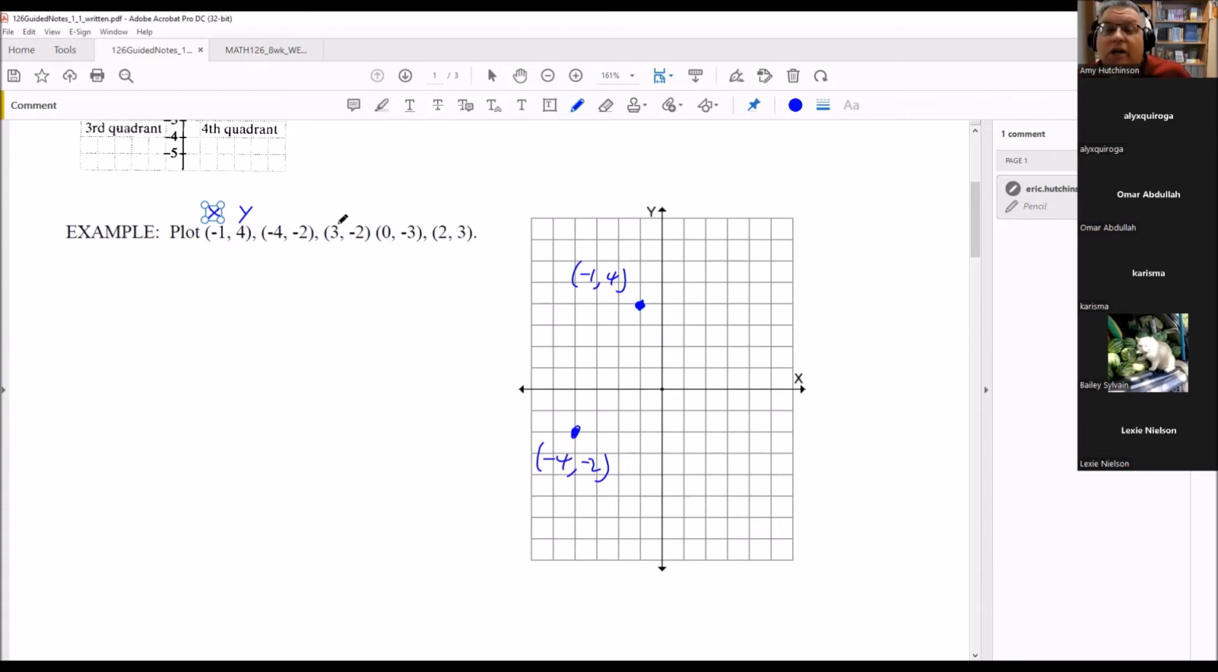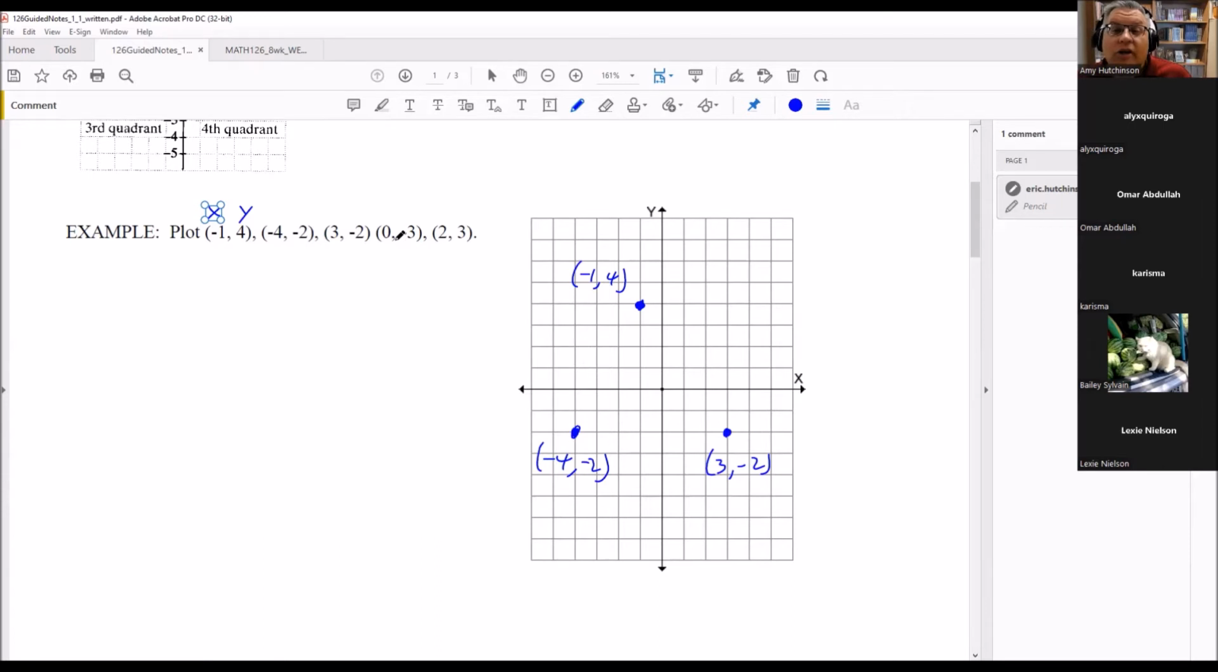Next one, 3, -2. Okay, so from here, just because 3 is positive, we have to go to the right this time. So we're going to go 3 places to the right and then down 2 units to here. Okay, so that's going to be 3, -2. Okay. So this was in the second quadrant. The next point was in the third quadrant. Now we're in the fourth quadrant. 3, -2 was the fourth quadrant.